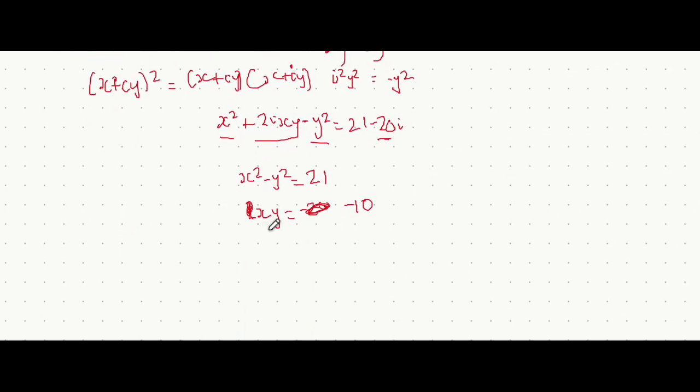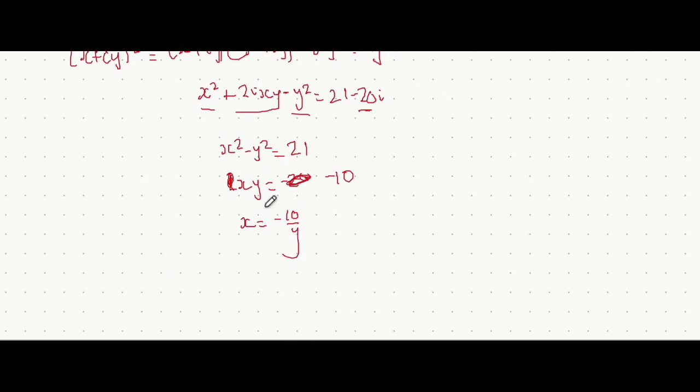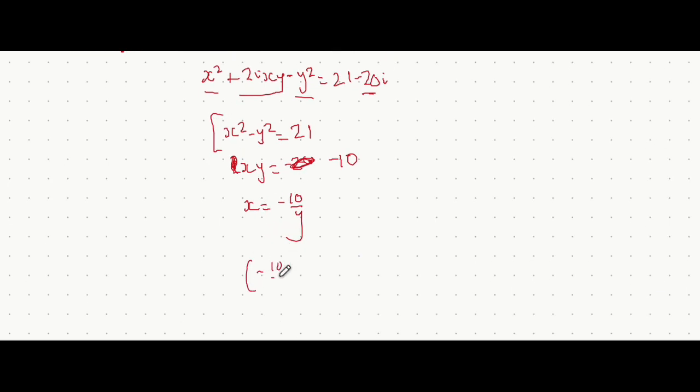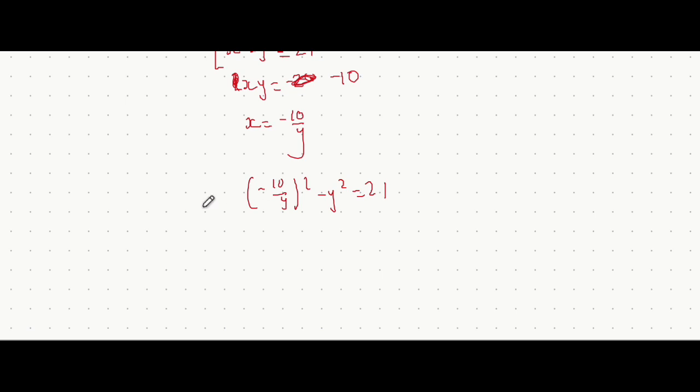Well, you can make x the subject of this equation, so x becomes minus 10 over y. And now you can replace x squared in this expression with what you just introduced. So it becomes minus 10 over y all squared minus y squared is equal to 21. When you square this, let's write this out separately because it might help. So minus 10 times minus 10 is positive 100.